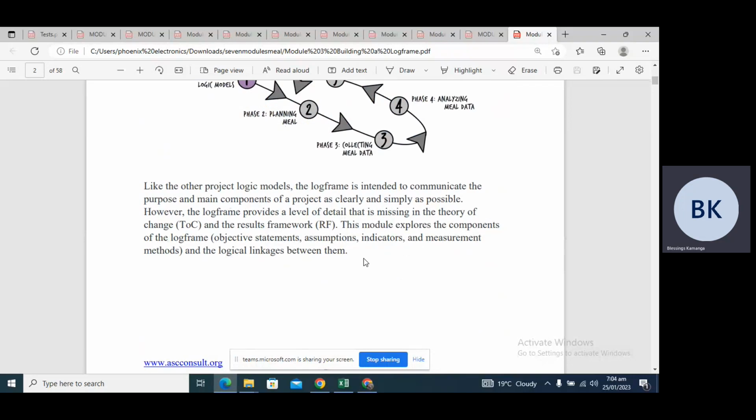So we'll be exploring the logical framework, which has about 5 components, which are the objective statements, the assumptions, the indicators, as well as the measurement methods. But you also have to understand that the logical framework is designed within a process. So the first process is designing what is known as the theory of change. And then the second process is designing the results framework.